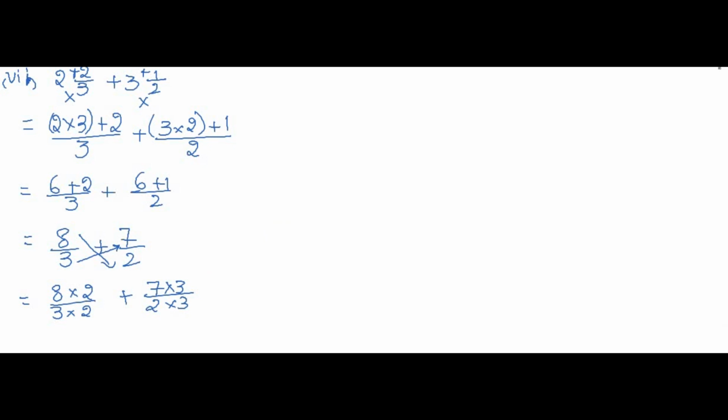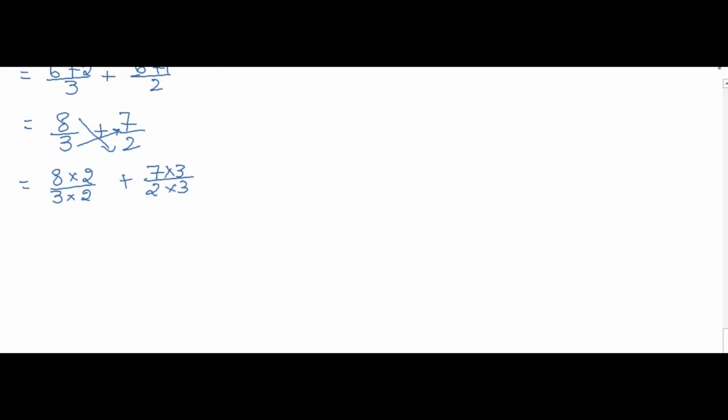Why am I doing this? Because even if you go for LCM also, you'll get the same thing. Why? Because 3 and 2 are prime numbers. LCM of two prime numbers is nothing but their product. 8 2s are 16 plus 3 2s are 6. 7 3s are 21 plus 2 3s are 6. Now we can add up the numerators. That is 16 plus 21, nothing but 37 by 6.